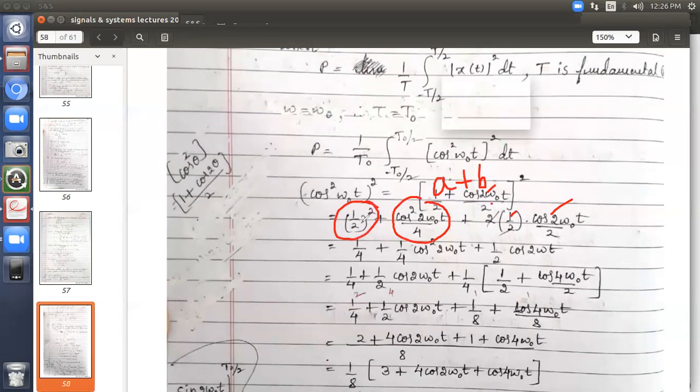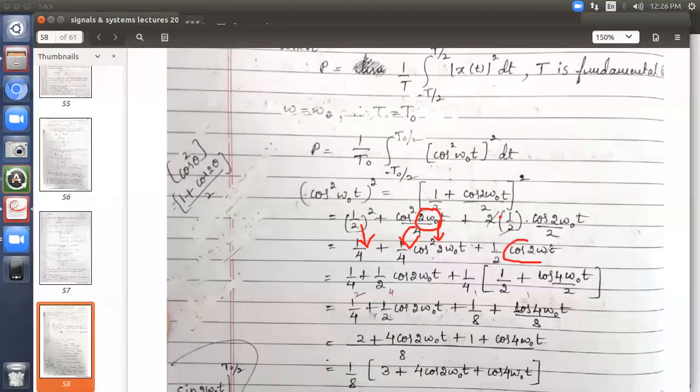Then simplifying this, I will get this as 1 by 4. This will be 1 by 4 cos square. Mark this, it is 2 omega. Okay, it is not simply omega, it is 2 omega. And here 2 gets cancelled. You will get cos 2 omega, sorry, this should be omega naught t, divided by 2. Okay, then this I have kept as it is.